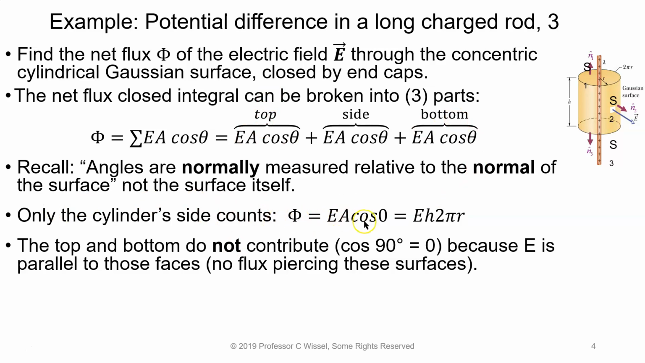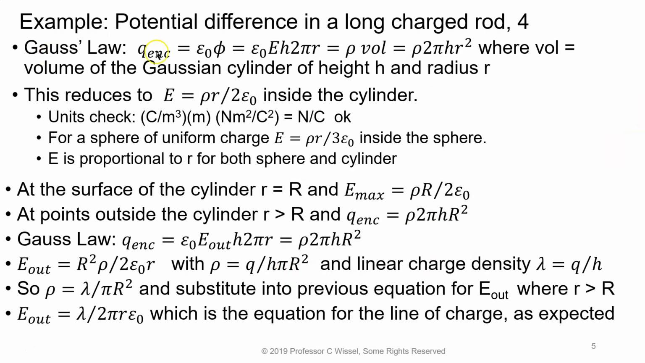And phi then is EA cosine 0. Of course, that's just E times A, and that would be E times h times 2 pi r. This is the area of the cylindrical surface. Gauss's law: Q enclosed equals epsilon naught phi. We just discovered phi on the previous page. So that becomes epsilon naught E h times 2 pi r.